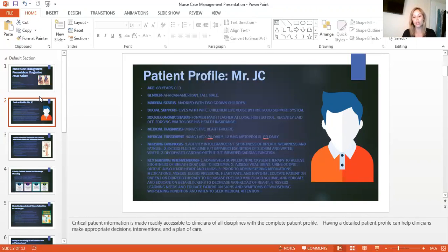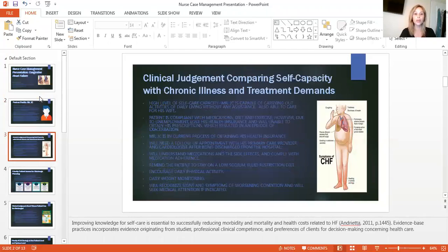Critical patient information is readily accessible to clinicians of all disciplines with a complete patient profile. Having a detailed patient profile can help clinicians make appropriate decisions, interventions, and a plan of care for the patient. So clinical judgment comparing self-capacity with chronic illness and treatment demands. So Mr. JC has a high level of self-care capacity.